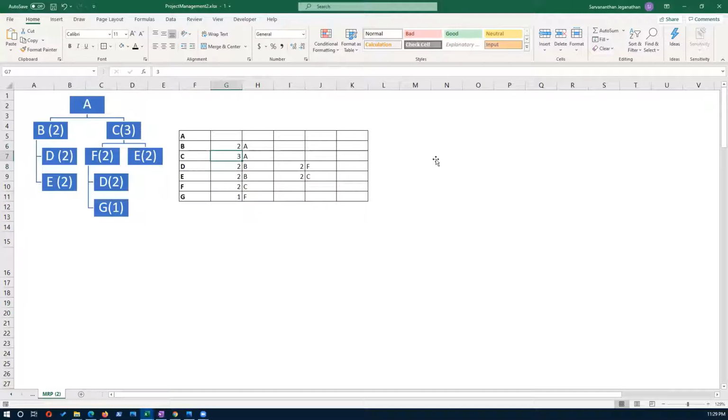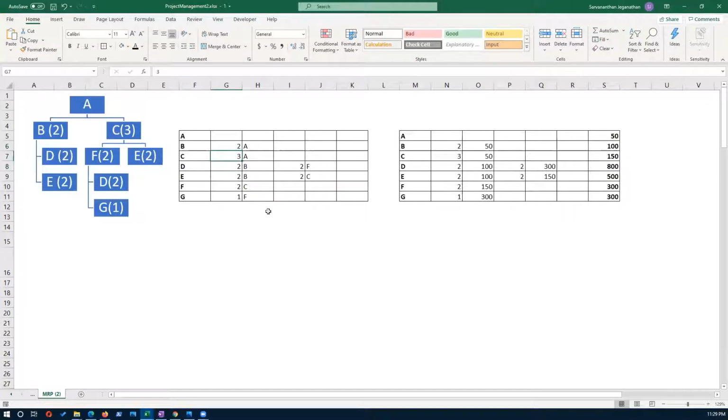Now, based on that logic, we can just create another table. We can just copy it, and here we substitute. So let's say you want 50 units of A, and then 2 times 50 is B, 100. 3 times 50 is C, because we need 3 units of C to create 1 A. So that means we need 150 units of C.